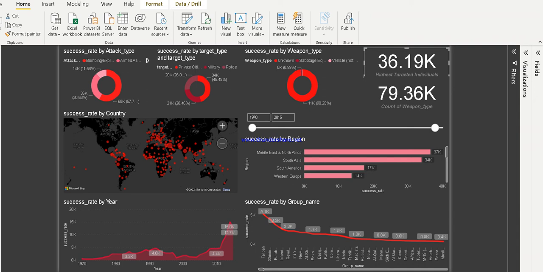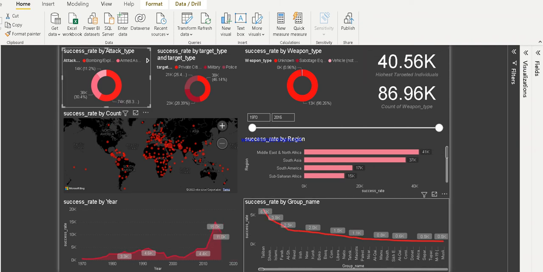We also use the region as a parameter, which shows which part of the world is the deadliest to live in, and by year how much the success rate of terrorist attacks has increased, and the group name, basically the name of the terrorist group. This is the general information that I have provided right now, and I'm going to explain each one of them one by one. My first one is the success rate by attack type.